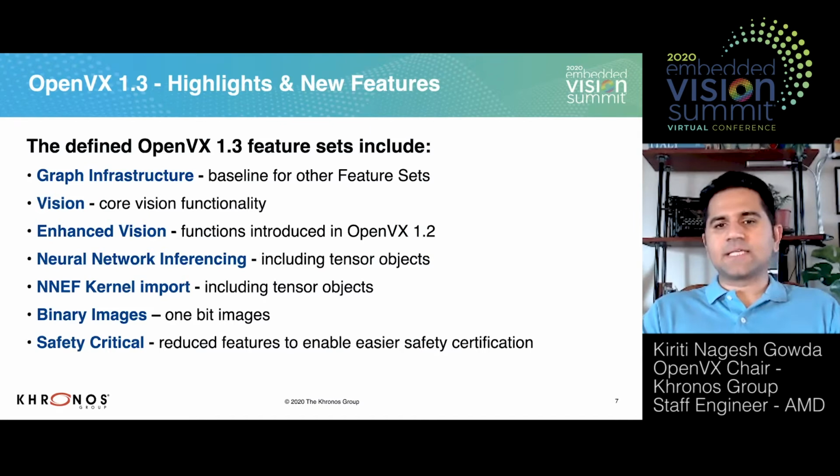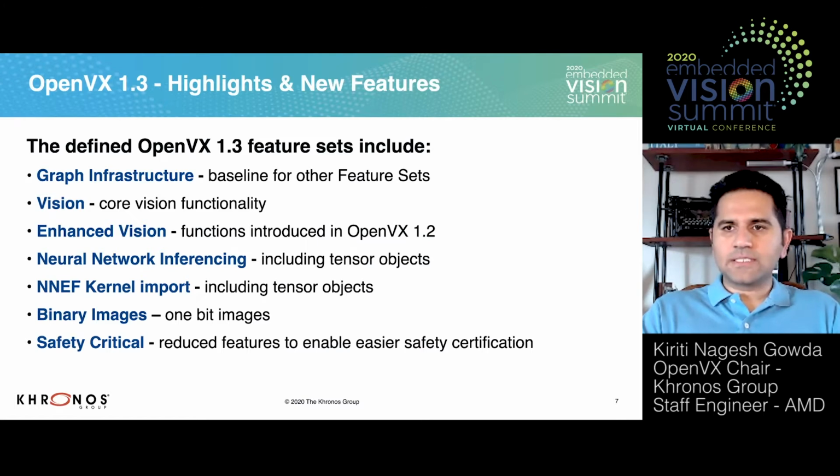So what are these feature sets that are defined? We have multiple feature sets defined. The graph infrastructure is the baseline feature set, which needs to be in every implementation of OpenVX. And then we have the vision, which is the core vision functionality. And then we have the enhanced vision, which is a few enhanced functions which were introduced in OpenVX 1.3. I didn't want to put up all the functions in there. You can always look at the OpenVX registry, because it would just clog up the slide and not make it simple to read.